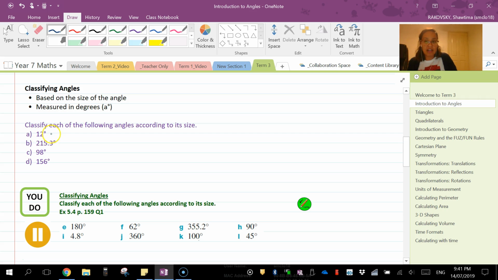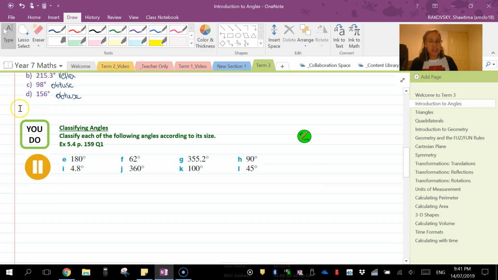This is less than 90 but greater than 0, so it's acute. Greater than 180 but less than 360, reflex. Greater than 90, less than 180, obtuse. And D is the same. I would like you to pause the video now and write your answers in your exercise book or your homework book. Don't forget to label your work.